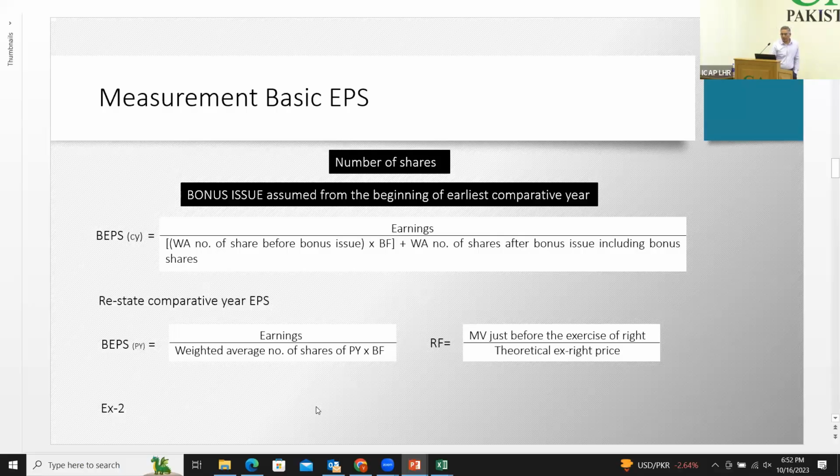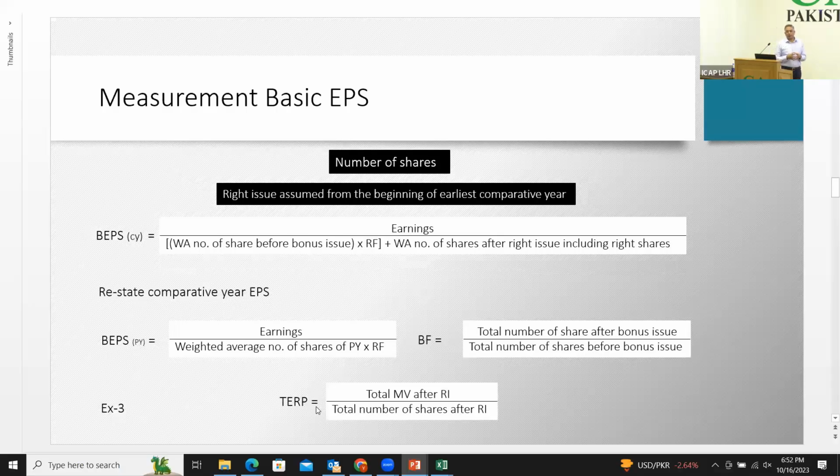Okay, then we have rights shares, same scenario. In case of rights shares, this standard requires that as this is also not at market value, this will also restate your comparative year. It will also be assumed that it has not been issued during the current year, but it has always been issued. So you have to restate your comparative year weighted average number of shares. The only difference is in case of rights shares, we also receive some consideration as well. So here the fraction or the factor is slightly different.